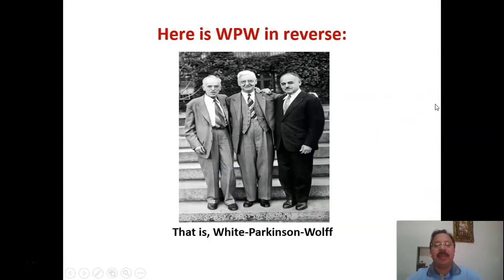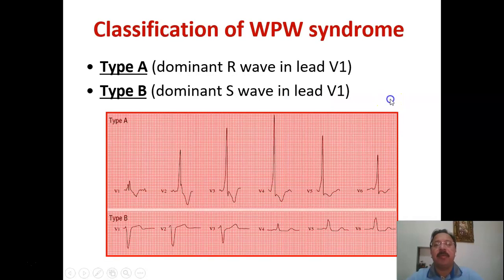So these are your WPW syndromes. The gentleman in the black dress is your White, then Parkinson, White. WPW syndrome has two varieties, type A and type B. It depends upon which side of the heart the bundle of Kent is present.